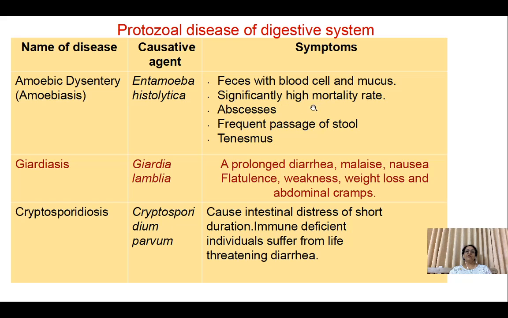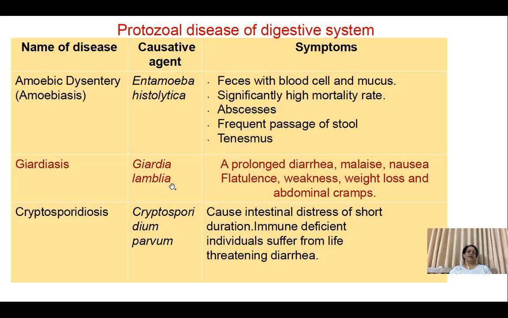Mortality rate is quite high, as there is formation of abscesses in the gastrointestinal tract and at the same time in the liver, which is called extra-gastrointestinal amoebic infestation. Frequent passage of stool, tenesmus, and gripping pain are some other symptoms in case of amoebic dysentery.